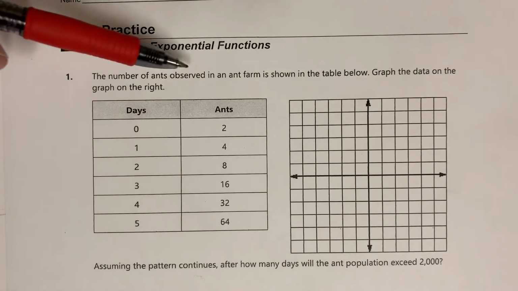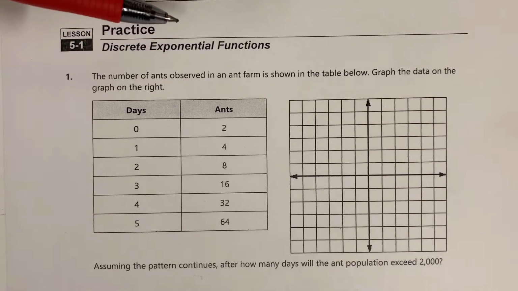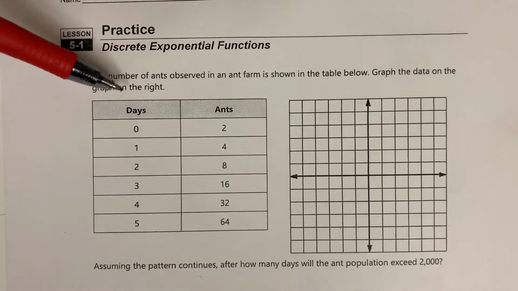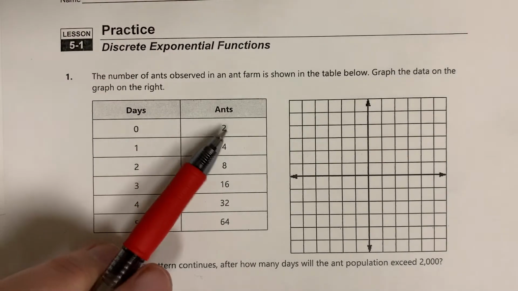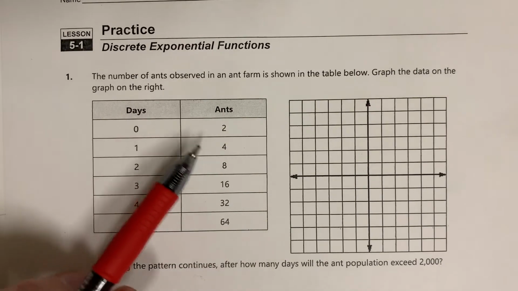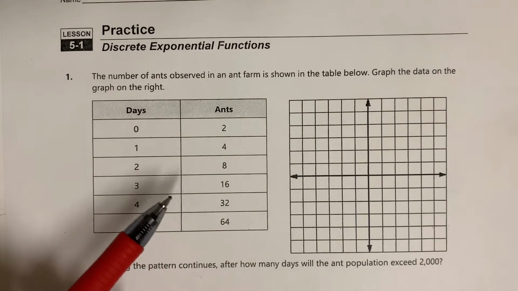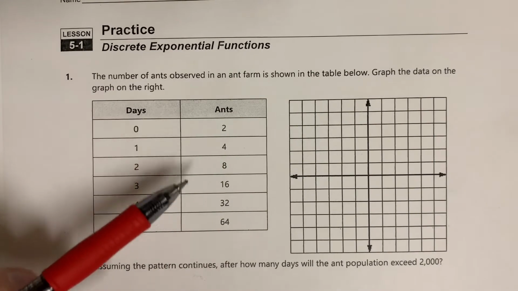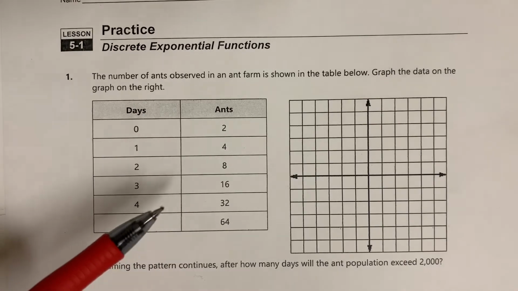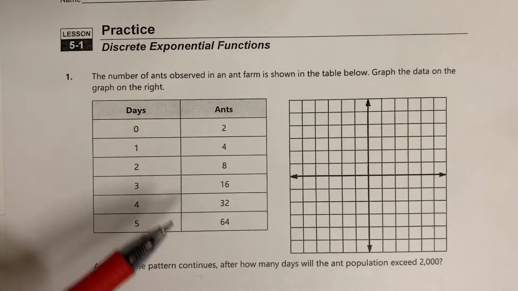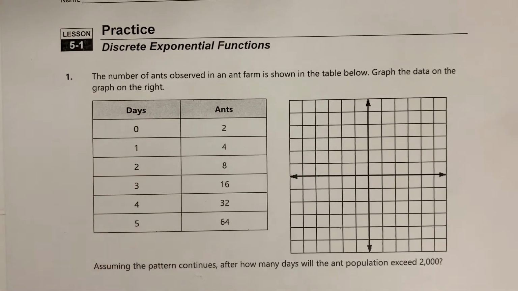It says the number of ants observed on an ant farm is shown in the table below. Graph the data on the graph on the right. It says days and number of ants. Well, you can't really have half of an ant sitting there and have it be an actual ant that's going to produce more ants. So it's either got to be a whole ant or none. And since we're talking about whole ants here, that's going to make this discrete. So you can't go in between numbers in your domain. That makes the most sense probably. We've already talked about discrete functions for linear, but now we're going to talk about them for exponential.